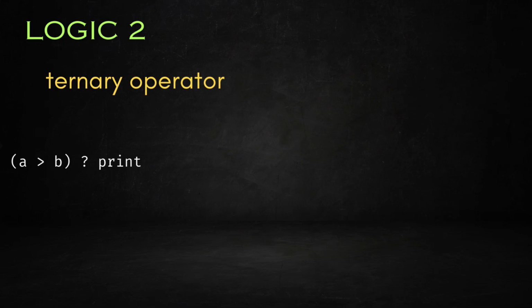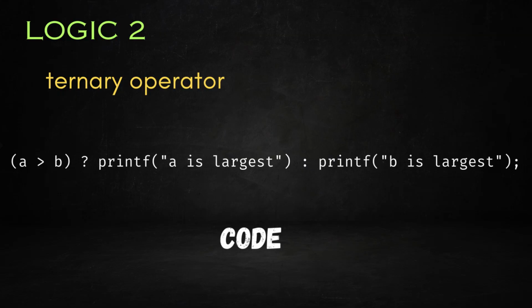Now, let's reduce the code using the ternary operator. If A is greater than B, then print A is largest. Otherwise, print B is largest. This logic is short, clean, and efficient.